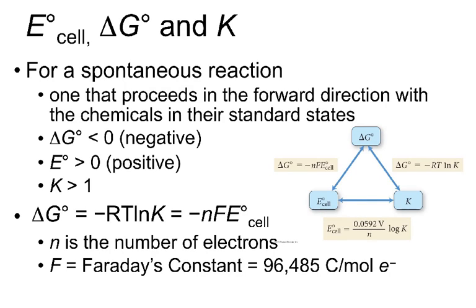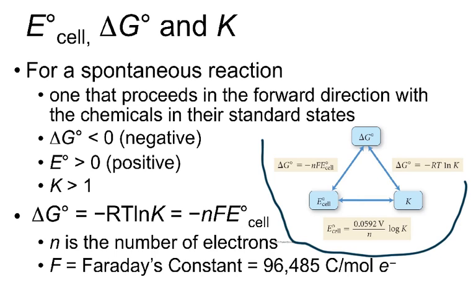All right, we've been talking about spontaneous reactions having a positive cell potential. We can relate the cell potential to delta G and to K using the equations here in this little diagram. For a spontaneous reaction, our delta G value needs to be negative. Remember, we learned that back in chapter 17. Our cell potential needs to be positive, and our K value needs to be greater than 1, so our reaction will lie to the product side.